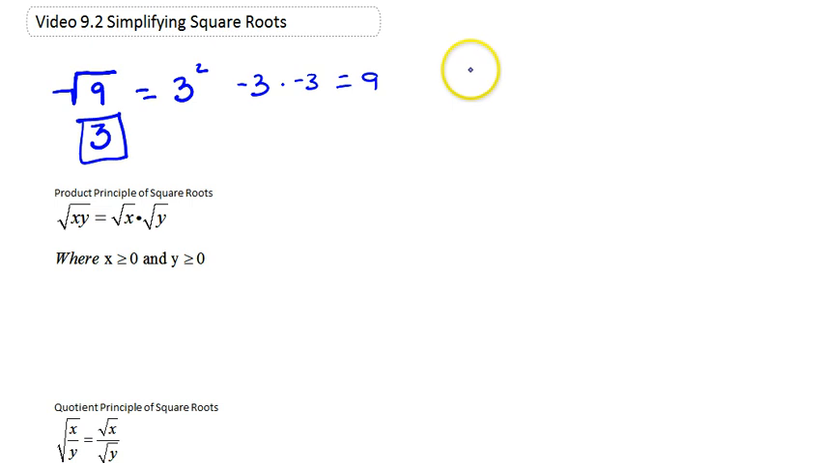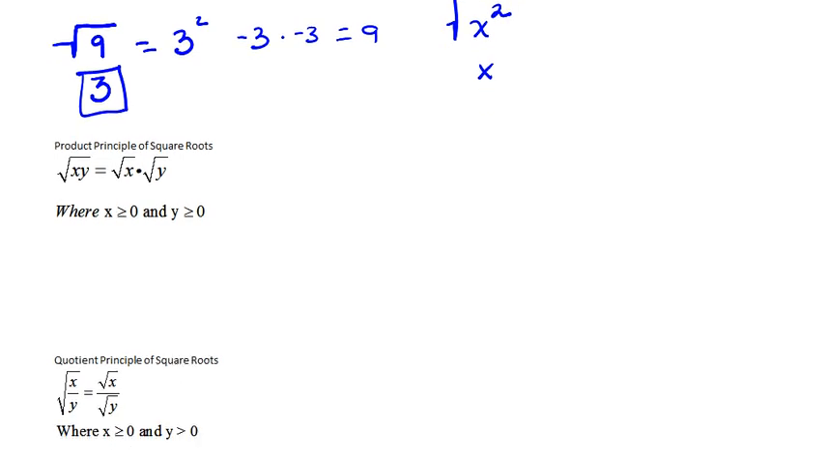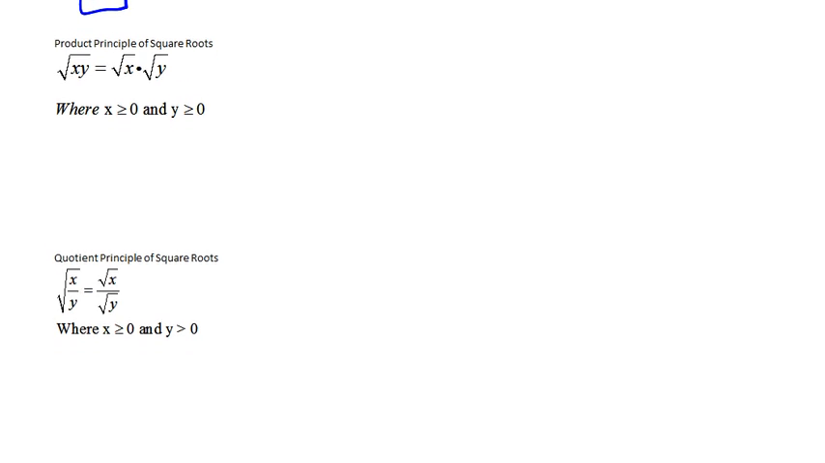Now let's think about this. If I have x squared, the inverse operation of squaring x is to find the square root. So if I find the square root of x squared, I have x. Now let's look at two important principles.